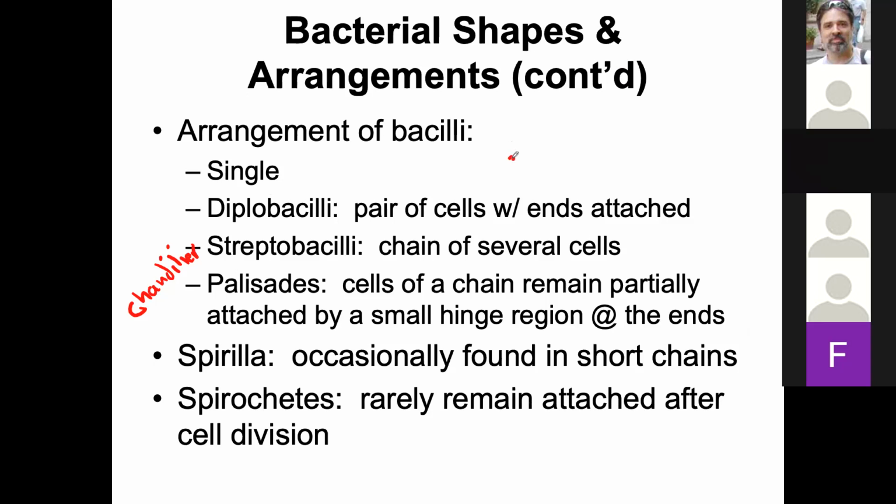You've got the round ones, you've got the rod-shaped ones, the spirochete-shaped ones, and you can arrange those in a variety of different ways. And then some are vibrio, some are pleomorphic, meaning they have several possible shapes. So all those are possibilities out there.